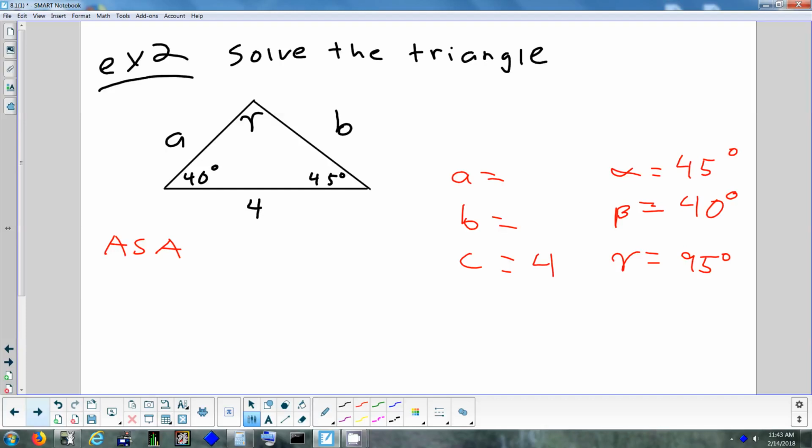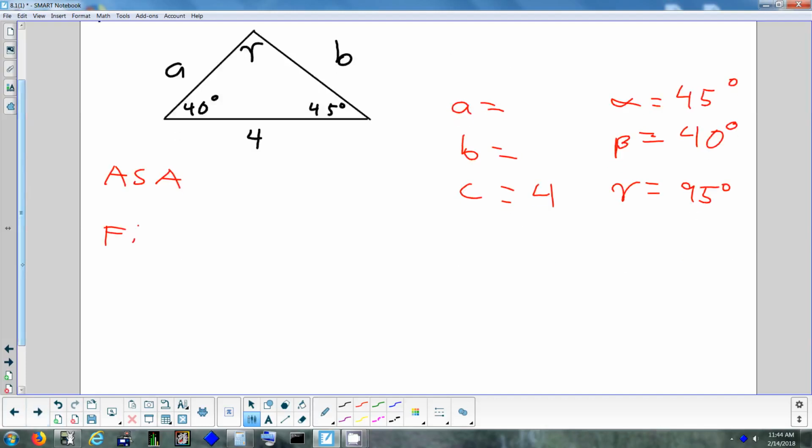Now, at this point, you can find A or B first. It doesn't matter. So let's find A. What row do I definitely have to use to find A? I got to use the row that has A. So can someone set up, using the first row, what would my fraction be?